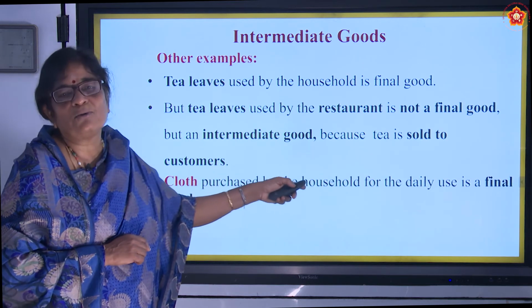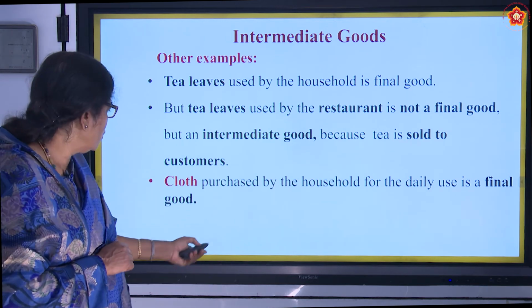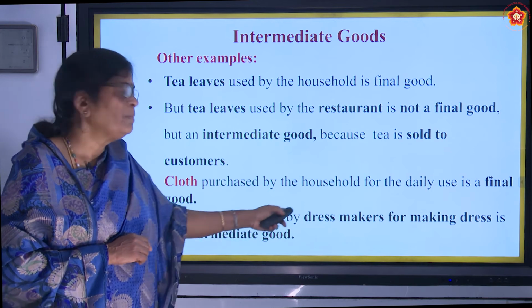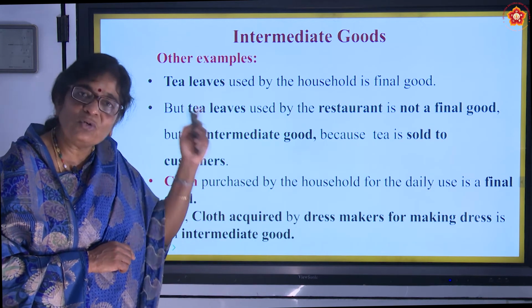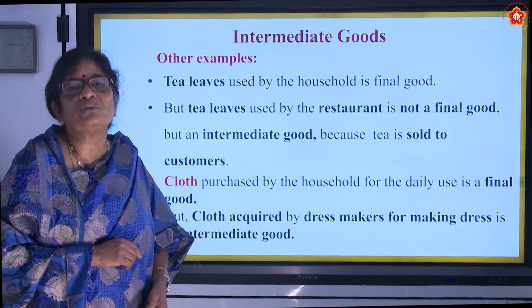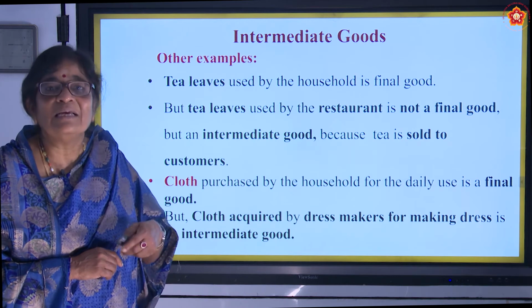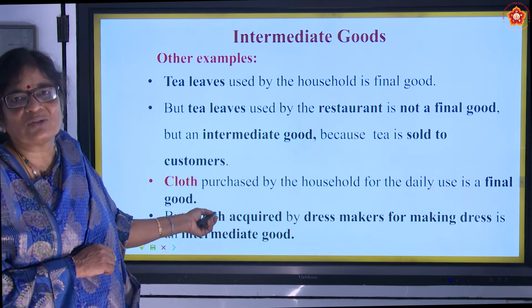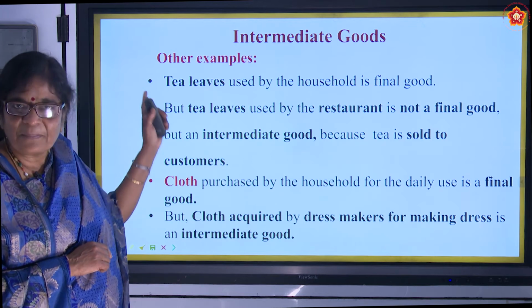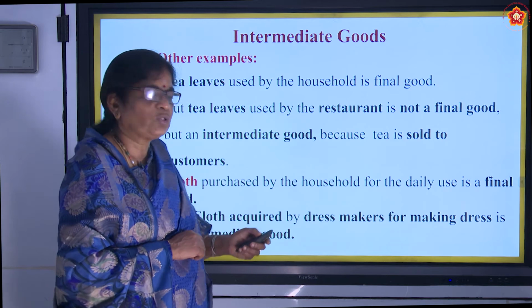Cloth purchased by a household for daily use is a final good. But cloth acquired by a dressmaker is not a final good. It is an intermediate good. He is going to convert this cloth into different dresses and sell them in the market and earn money. There is a continuous economic flow. Therefore, it is not a final good. It is considered an intermediate good. These are the major differences between final good and intermediate good. I hope you understood.